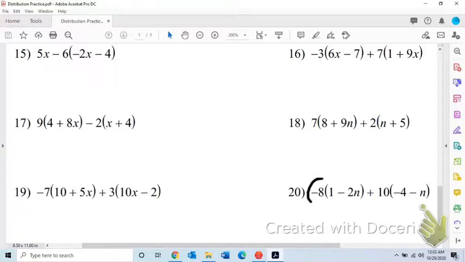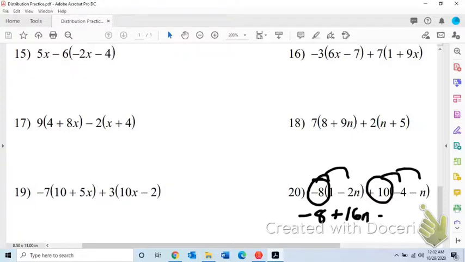And the last one. So remember, if we distribute that negative 8, we distribute the whole negative 8. So we have negative 8 plus 16n. This one I'm kind of jumping through some of the steps. If you need a more broken down one, just go back and watch one of the other ones. Actually, I'll just break this one down.